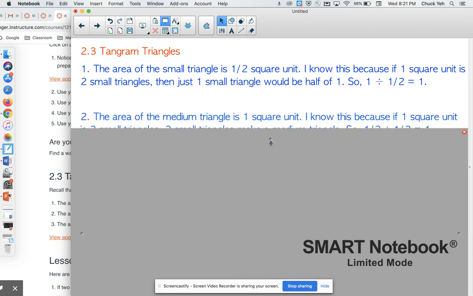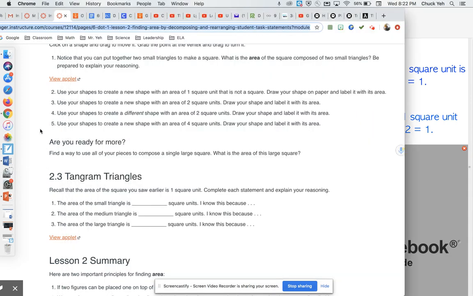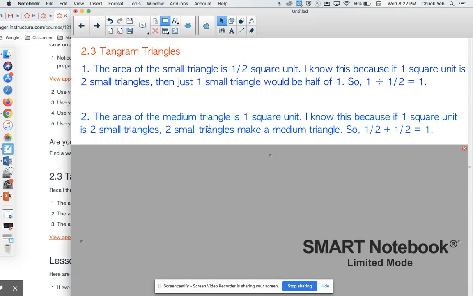All right? Second one, the area of the medium triangle is blank square units. The area of the medium triangle is 1 square unit. I know this because if 1 square unit is 2 small triangles, so 2 small triangles make up a medium triangle. So half plus half is 1. All right.